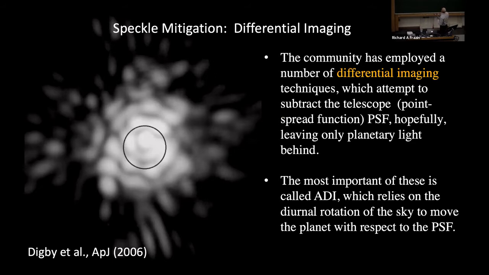So the community has developed a set of techniques that are pretty much all based on differential imaging, which I'll explain in a second. The most important of these is called angular differential imaging. But the takeaway is that using these differential imaging methods, you try to find an image that you can subtract from this image that takes away all the speckles, but leaves all the planetary emission. If you had the perfect background image to subtract, you'd be done.